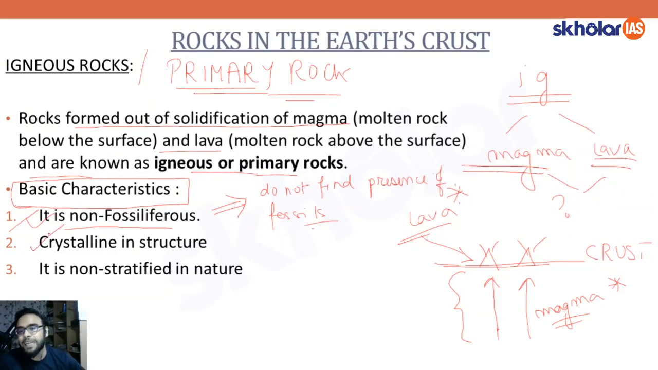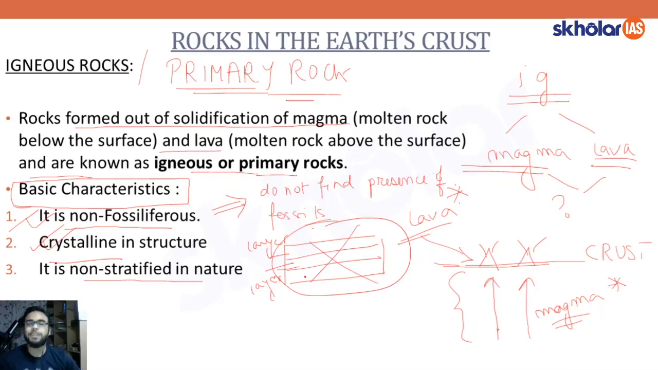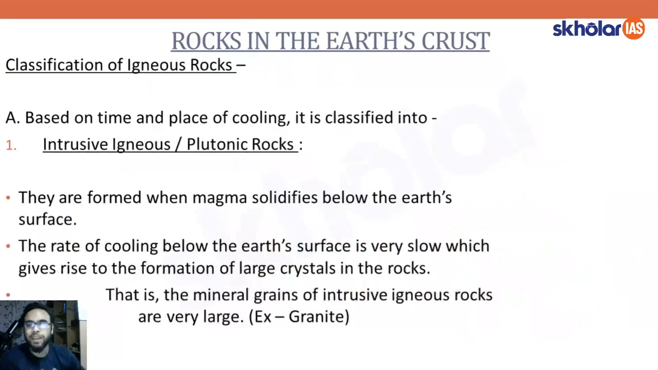Then it is crystalline in structure, and then it is non-stratified in nature. Non-stratified means what? Igneous rocks will not have any layers or any stratification. Understood this? So stratification is not present in igneous rocks. Igneous rocks can be called non-stratified, meaning they will not have any layers.